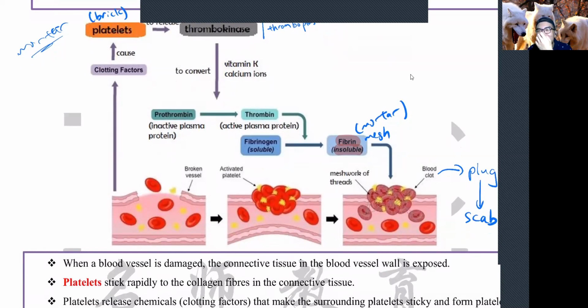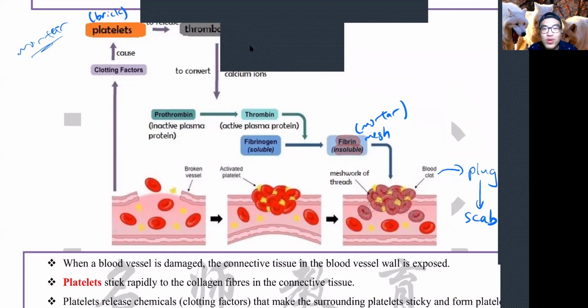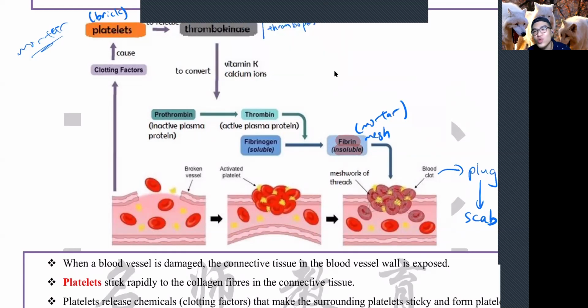Okay, so why does it itch? Because the itching is due to inflammation. It's swelling beside, so it's very normal to swell and to feel itchy.